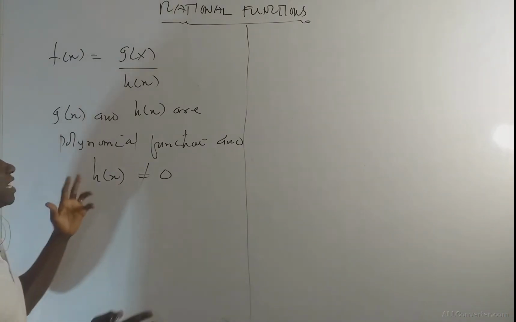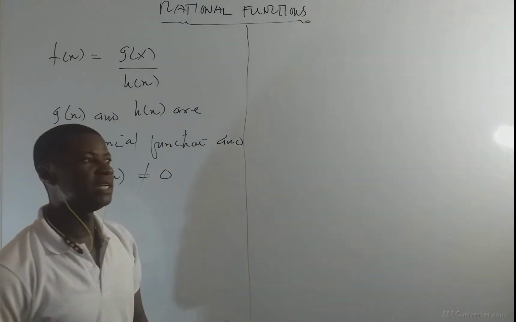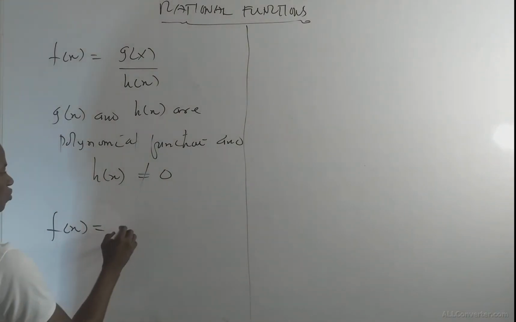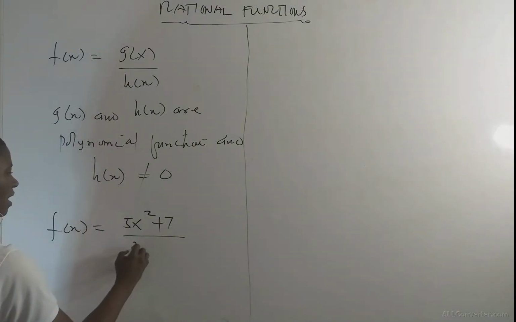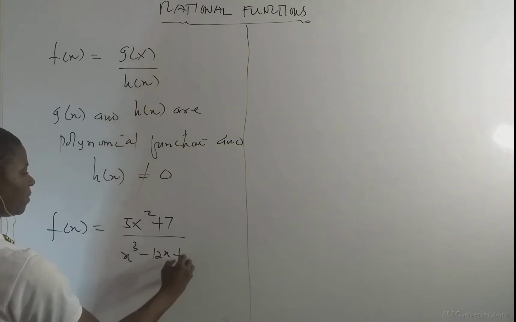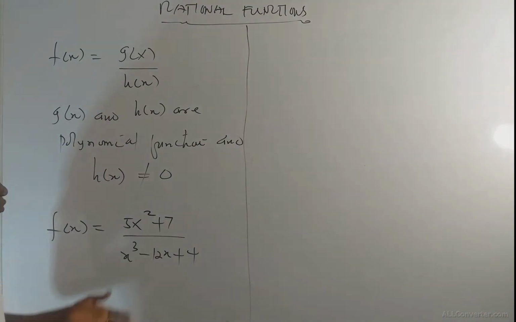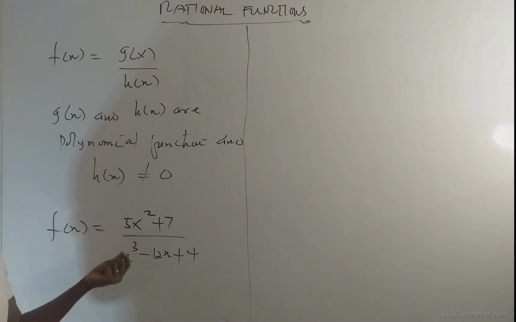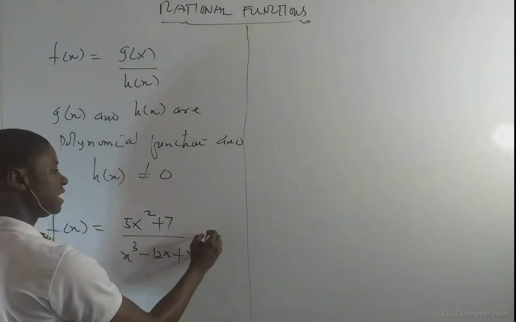Now, with rational functions, we have proper rational functions and improper rational functions. Let's assume that we have f of x equal to 5x squared plus 7 over x cubed minus 12x plus 4. When you look at this rational function, the degree of the numerator expression is 2. When we talk about the degree, the highest exponent of the variable in the expression is what we call the degree. So the highest exponent is 2, which means the degree is 2.